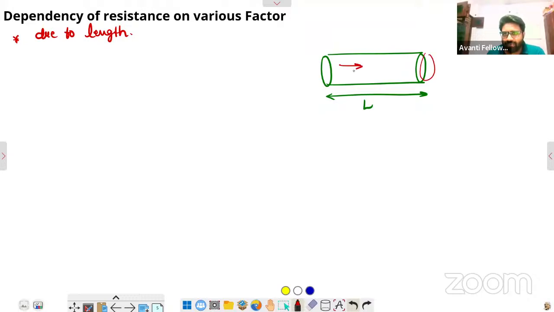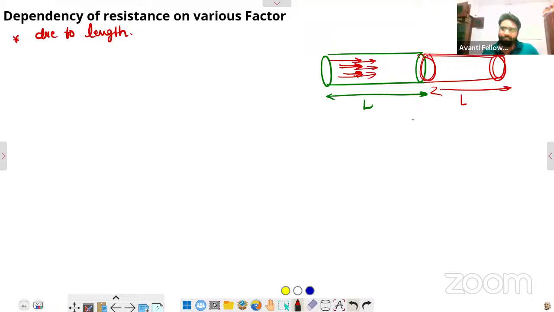So let's say there is a current being flowing, or let's say there is a water pipe and some water is flowing through this pipe, okay? Suppose we have attached another pipe of same dimension, same length, so will the water flow be disturbed? Everyone, will the water flow be disturbed or not?